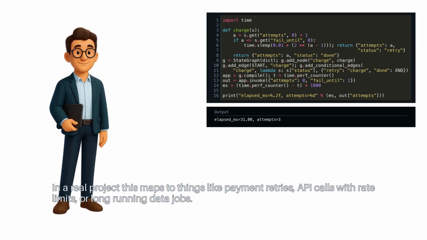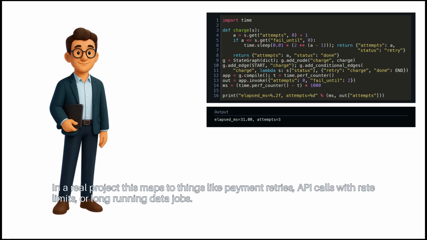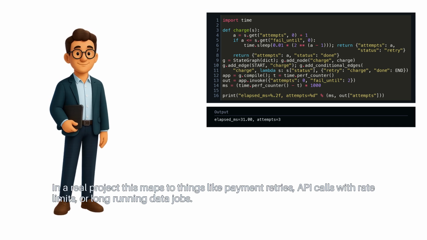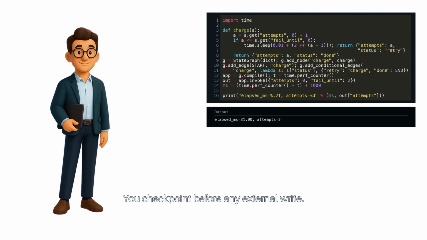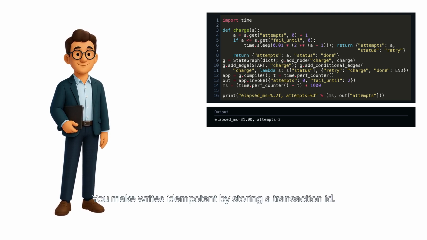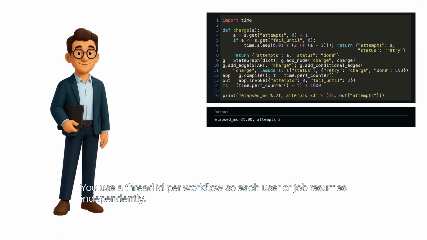In a real project, this maps to things like payment retries, API calls with rate limits, or long-running data jobs. You checkpoint before any external write. You make writes idempotent by storing a transaction ID. You use a thread ID per workflow, so each user or job resumes independently.